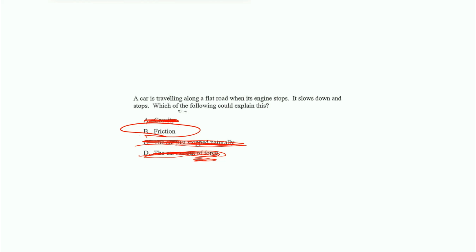Friction is a force that opposes motion. So even though the inertia of the car tries to keep it going, friction says, hey, no you don't, slow down and stop. Okie dokie, next one.